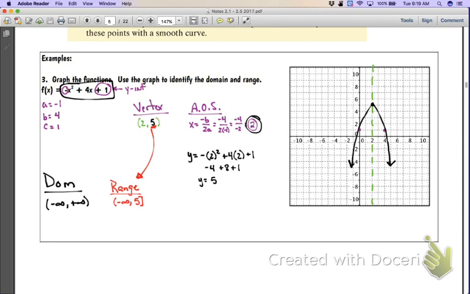I'm actually making my Algebra 2 kids find the x-intercept and the y-intercept as well. We already kind of did the y-intercept, but I'm making them find everything. I won't make you find everything.